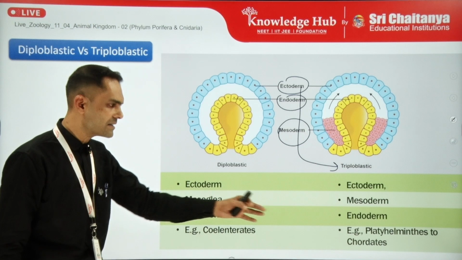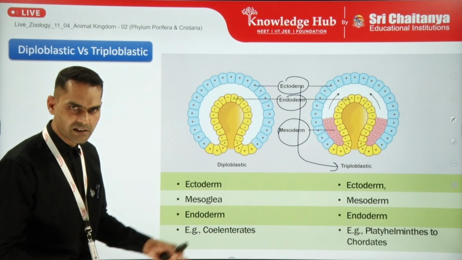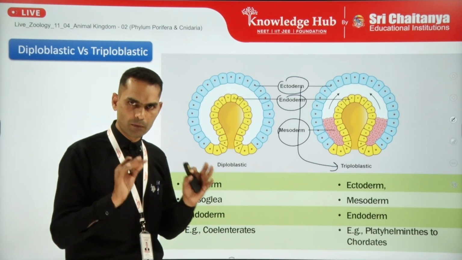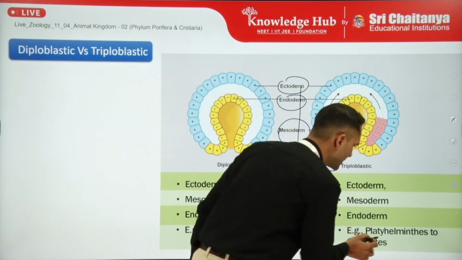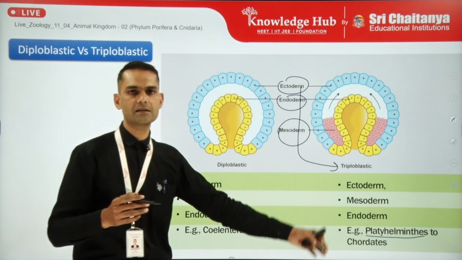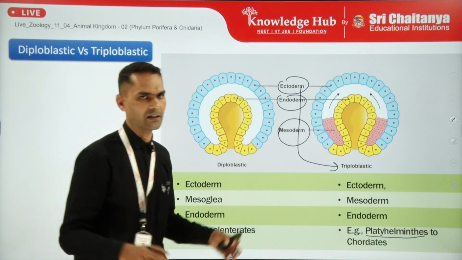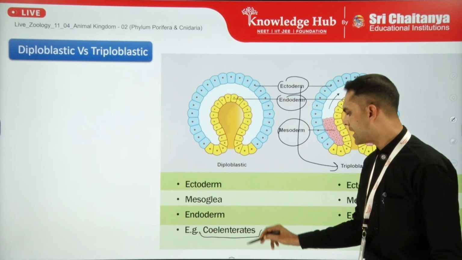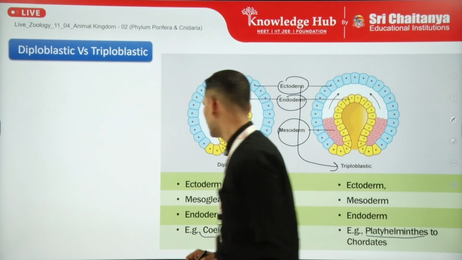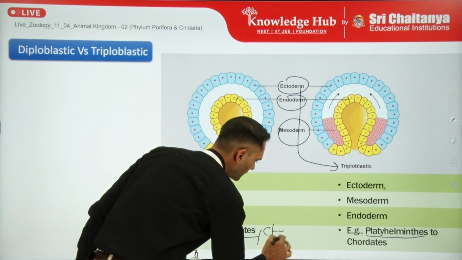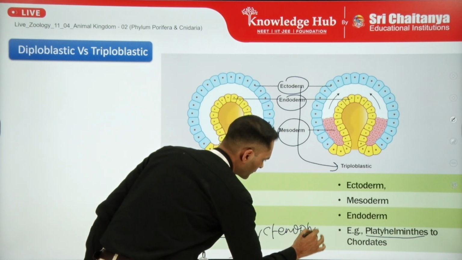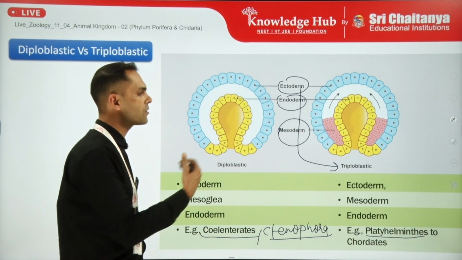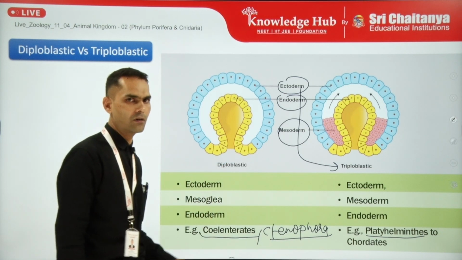Now the examples of phyla that are triploblastic. In the classification of the animal kingdom, the first triploblastic phylum is Platyhelminthes, and from Platyhelminthes to Chordates, all are triploblastic. The examples of diploblastic are only two phyla, Coelenterata as well as Ctenophora. So these two phyla are diploblastic, and all the rest of the phyla are triploblastic.